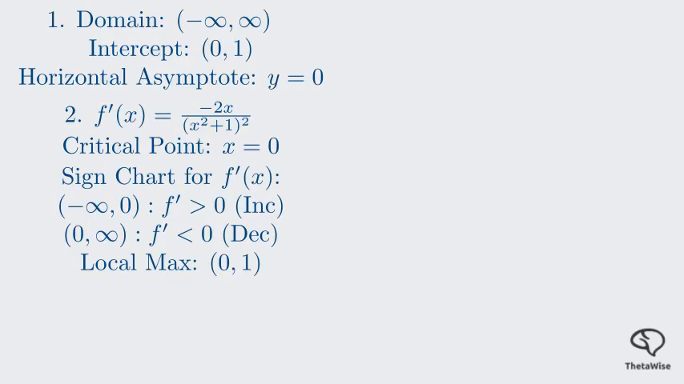Now, the second derivative. f double prime of x equals (6x squared minus 2) over (x squared plus 1) cubed. The possible inflection points are at x equals plus or minus 1 over the square root of 3.